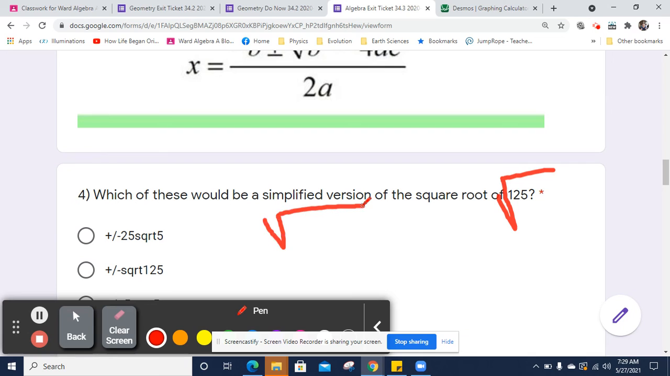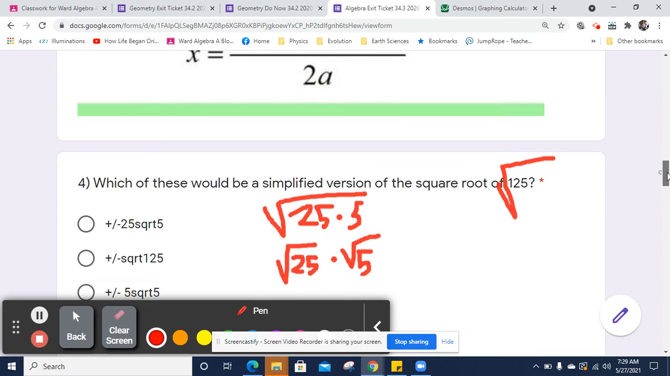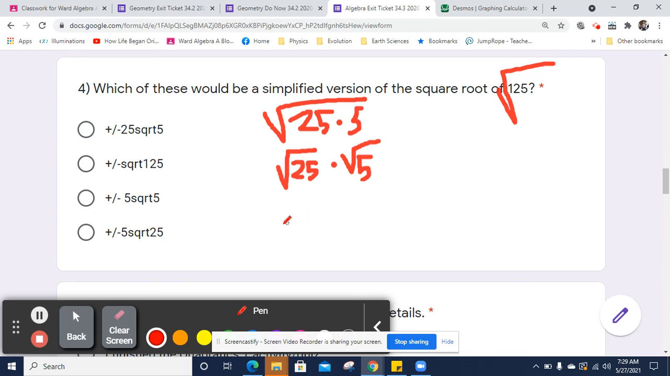Well, that's the square root of the product of 25 and 5. If you had broken it out into 5 times 5 times 5, that would work too. But a square root of a product is the same as the product of square roots. We can split that up. Now 5 has to stay in square root jail, but the square root of 25 can be broken down into plus or minus 5.